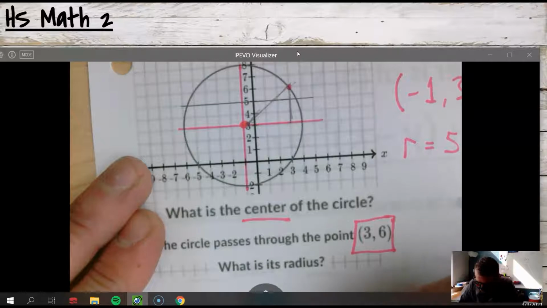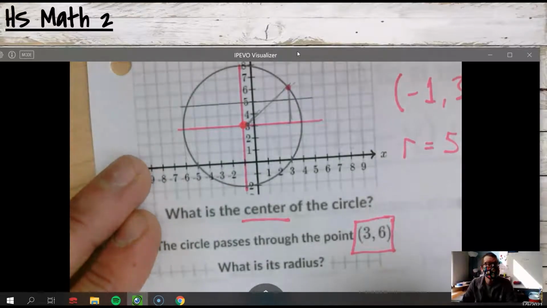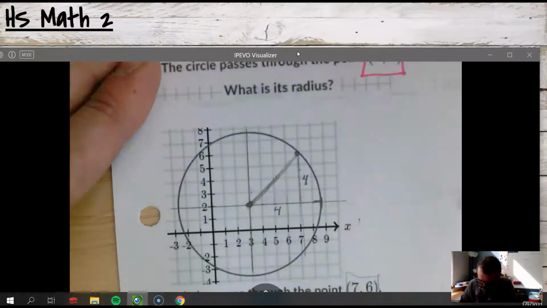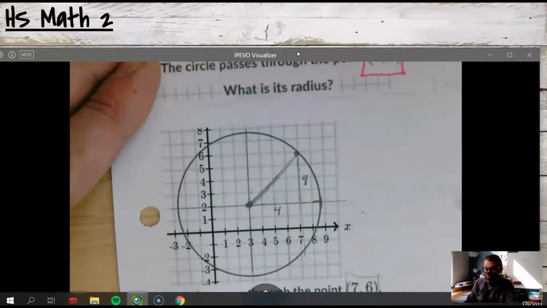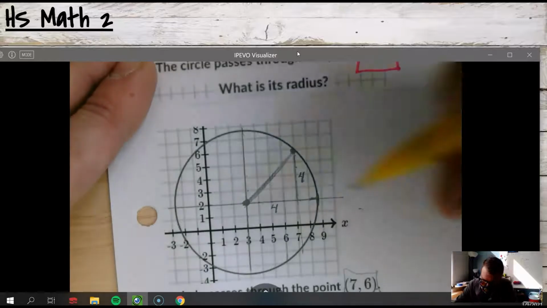So 1, 2, 3, 4, I get for this leg. 1, 2, 3, 4, I get for this leg. And what? Oh, yeah, thank you for asking that. So I drew out my radius out to the point 7, 6 that they had told me. Made my right triangle. And then I get legs of 4 and 4, so 4 squared plus 4 squared, 32. So the radius will be radical 32.